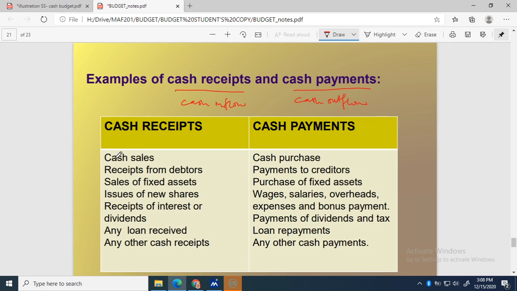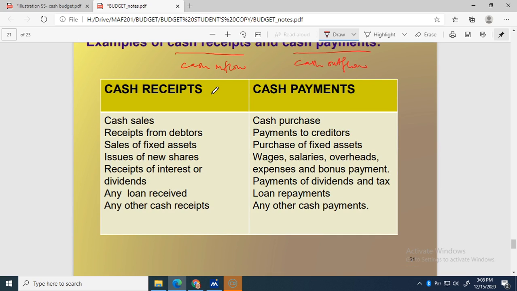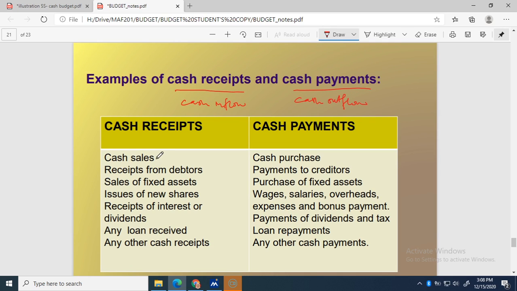So what are the examples of cash receipts? An example is cash sales. When you have sales, then you collect the money, so after cash sales automatically you get the money. Then for credit sales, it is when you receive the cash from debtors, when the debtors pay the company, not at the time of the sales. Then sales of fixed assets: you dispose of the fixed asset, you get the money, cash receipts. Then issues of new shares, receipts of interest or dividends, any loan received at the time you receive the loan, or any other cash receipts, which will be under cash inflows.